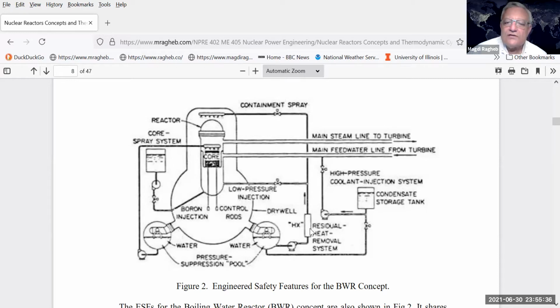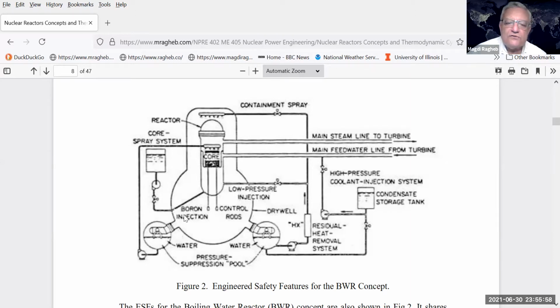The water goes through a heat exchanger and is pumped into the core to cool it in the case of an accident. And then you also have a core spray system that takes water from that pressure suppression pool and sprays the core in case there is a loss of coolant. The main worry here is an earthquake breaking the coolant lines.